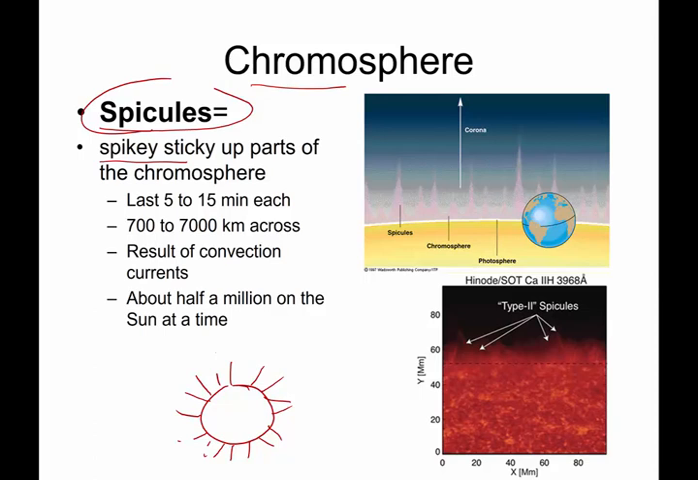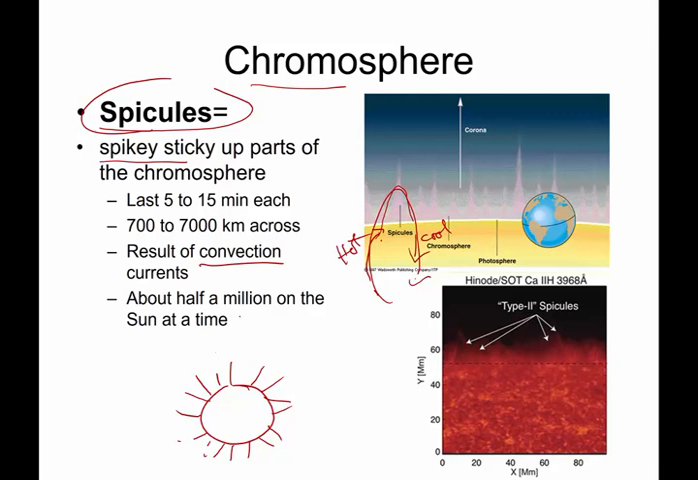Where do they come from? They are a result of these big convection currents. As the plasma rises, it doesn't just stop. It actually goes above the surface of the sun and then falls down as it cools. And this is all done by hot stuff rising and cool stuff falling. And that causes these spicules, which are these up and down spikes on the side of the sun.